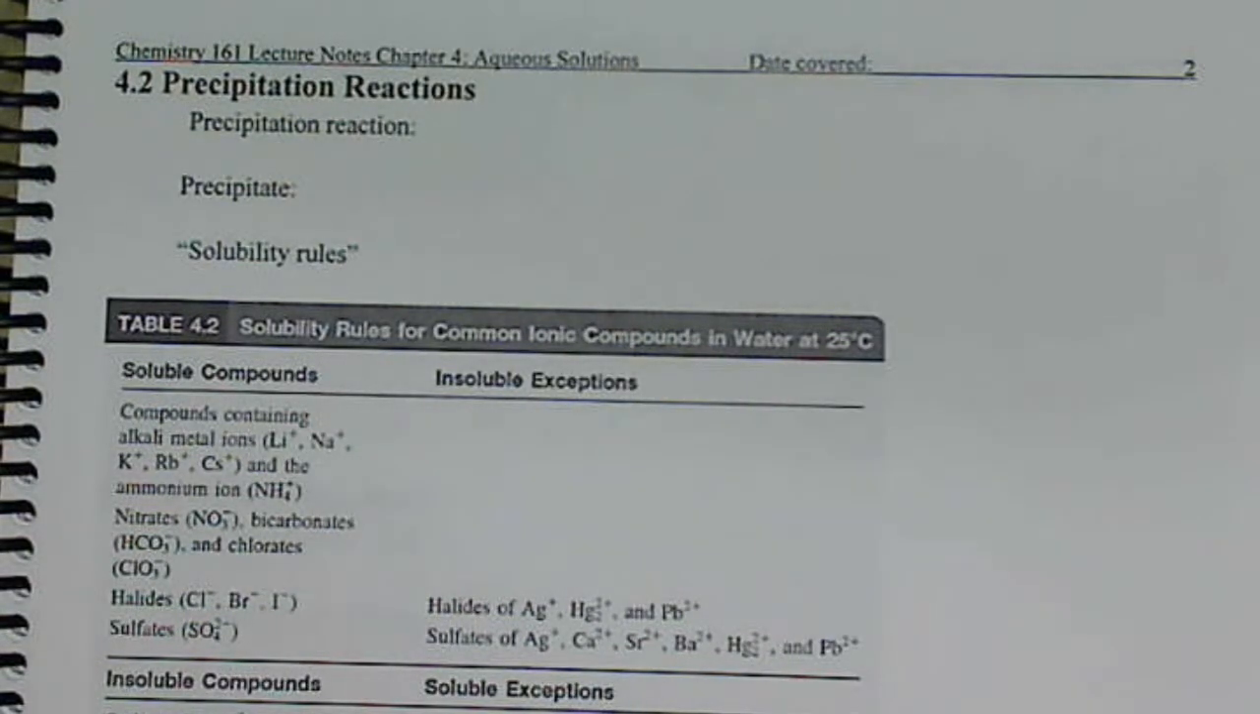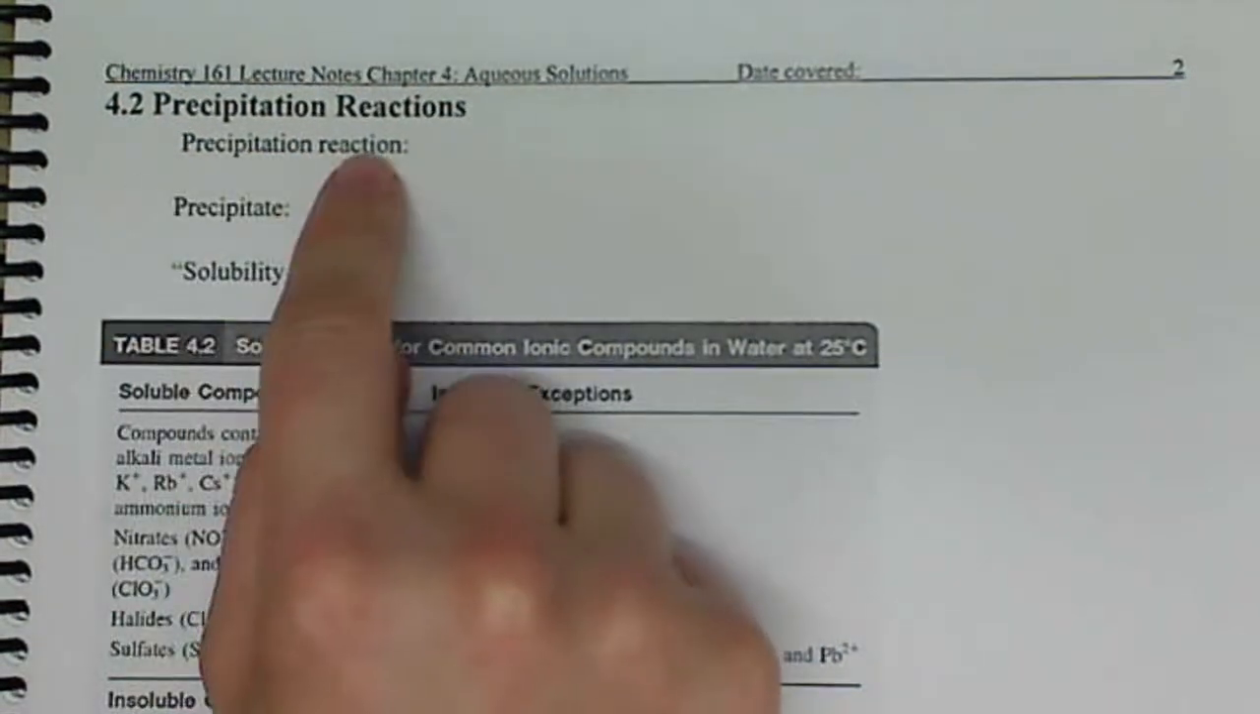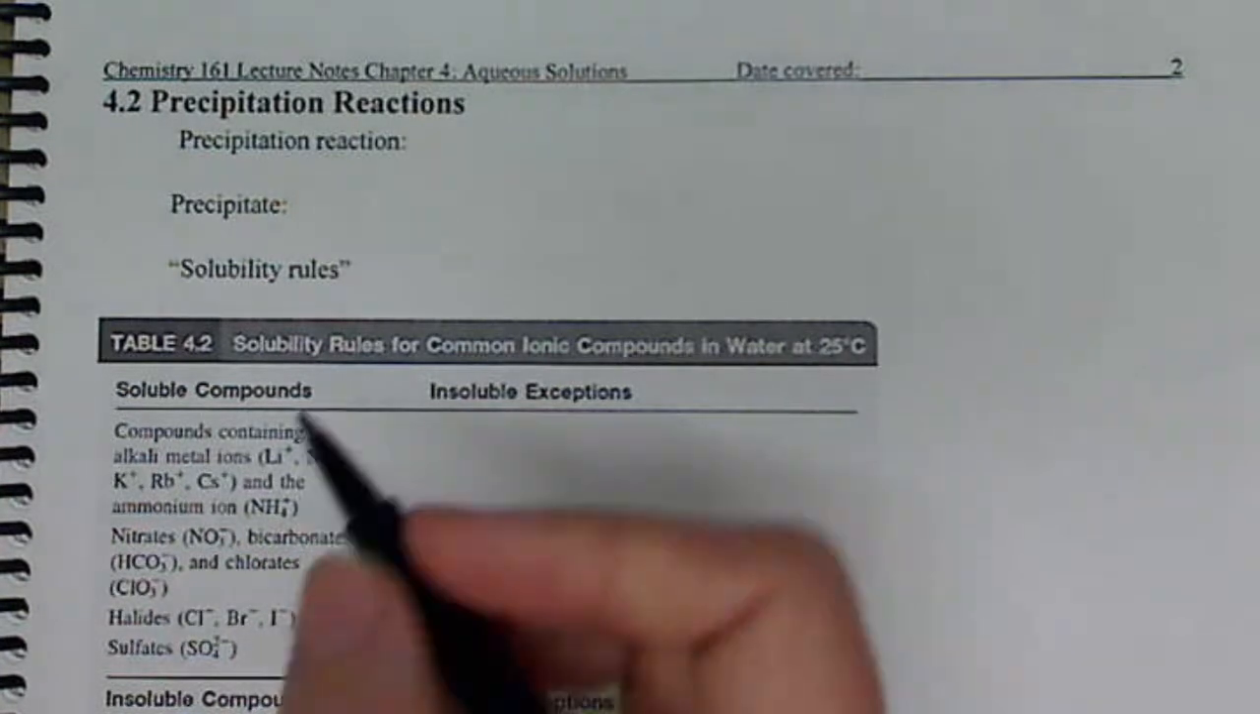So chapter 4 is all about aqueous solutions. One of the things that we are going to dedicate working a couple labs this quarter is looking at precipitation reactions. So a precipitation reaction is one that's going to produce a solid from two aqueous reactants. So when we mix two solutions together, we're going to get a solid. It's going to be insoluble.